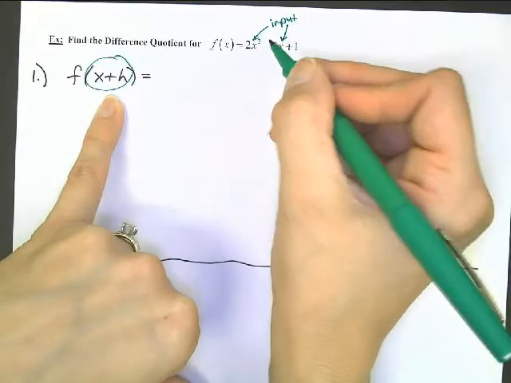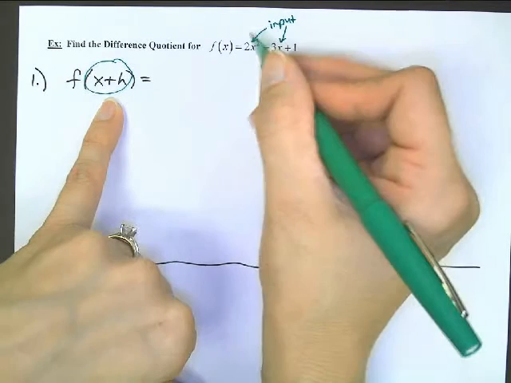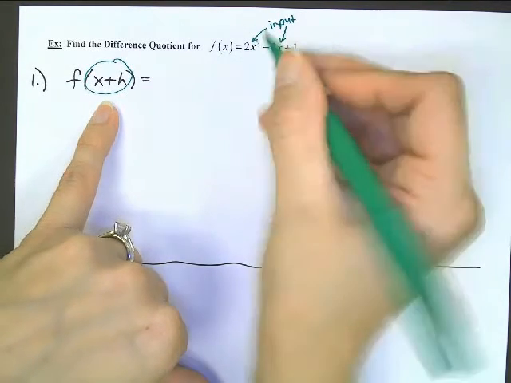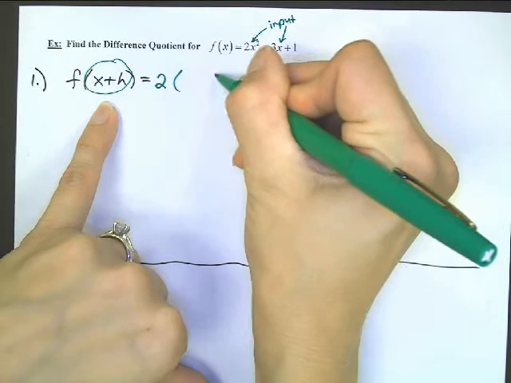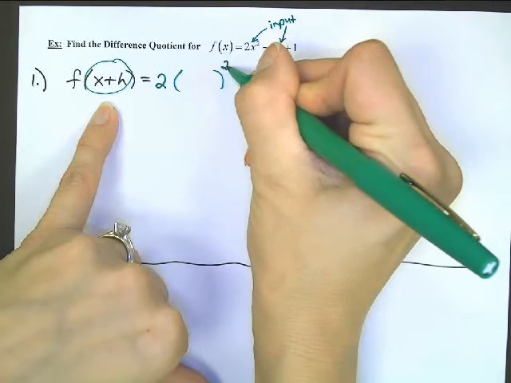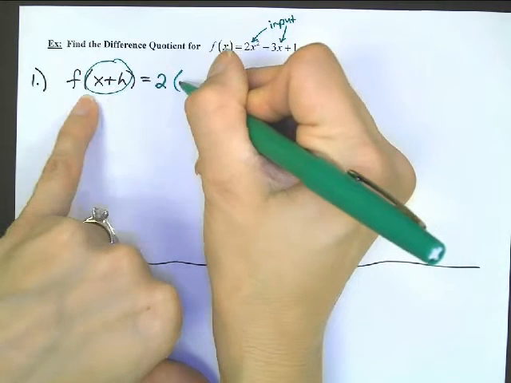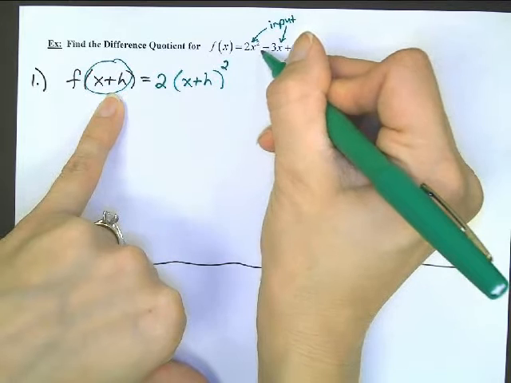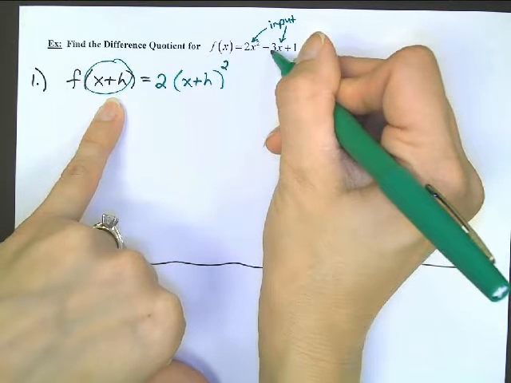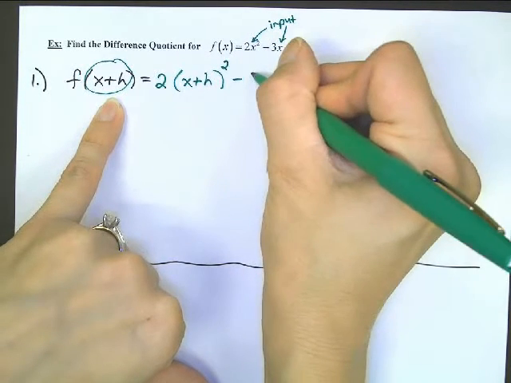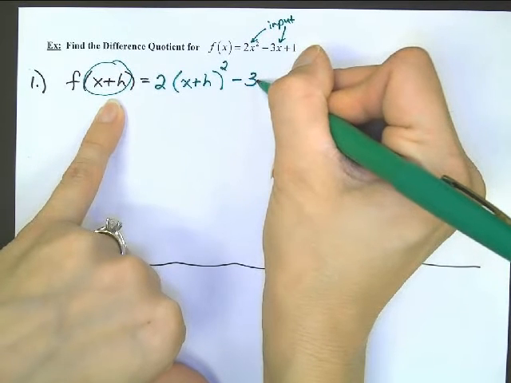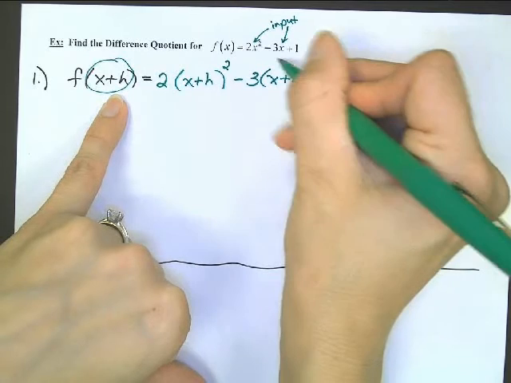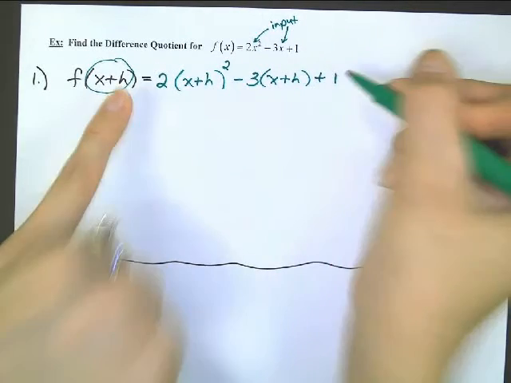Okay, let's say this in words again. If I say it in English, then I'll do that. 2 times input squared. And what's the input? That quantity x plus h. Let's keep going. Now f says subtract 3 times your input. Okay, subtract 3. And what's the input? This quantity here. And then f says add a 1.